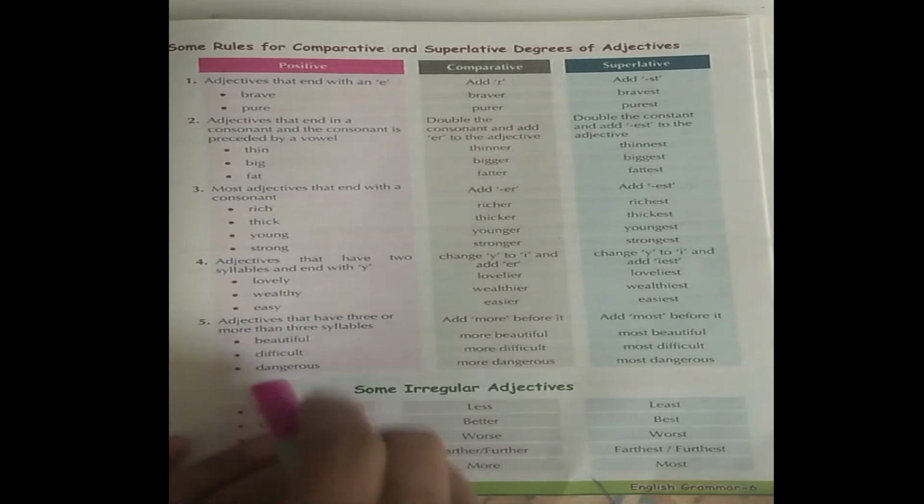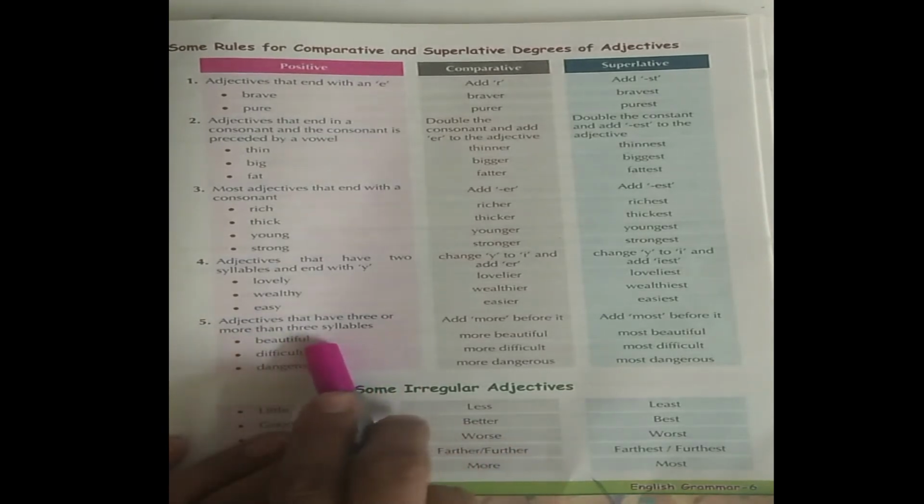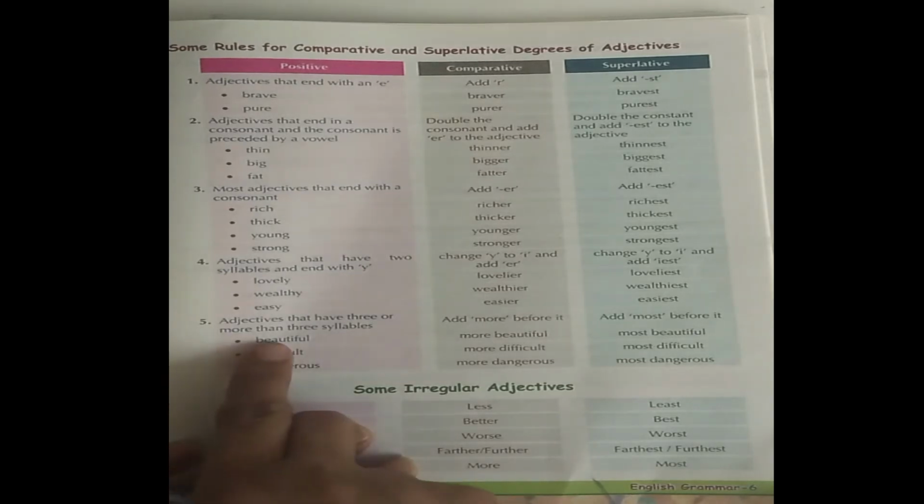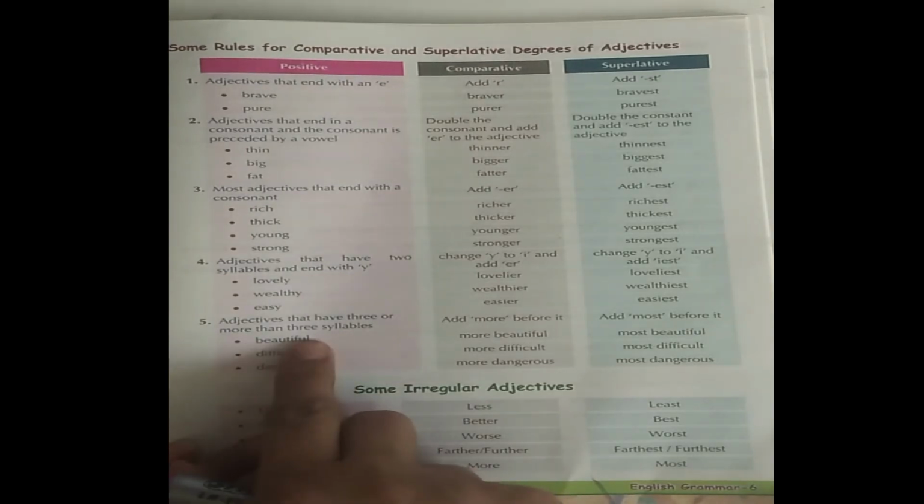The first example is beautiful. I split it into 3 syllables. Have you noticed? Have you watched the previous video? If you haven't seen the last video, you are requested to watch it, because both the videos are interrelated to each other. Okay, so here, beautiful.